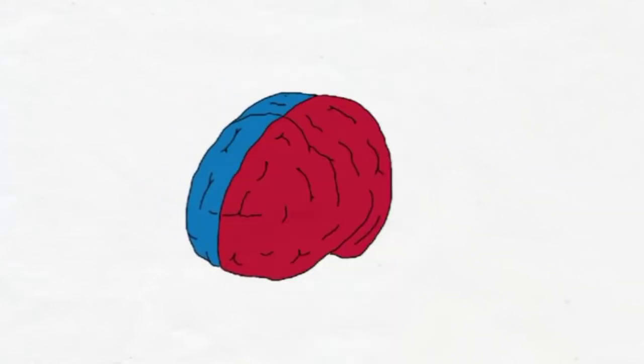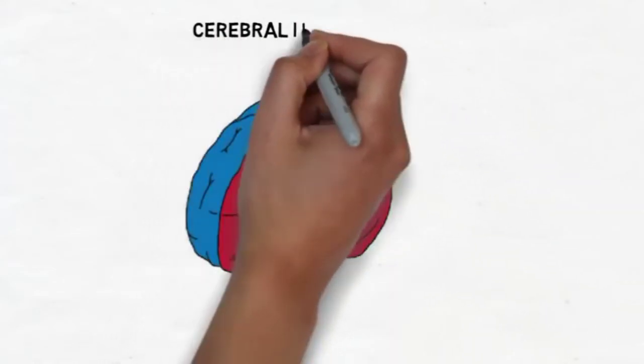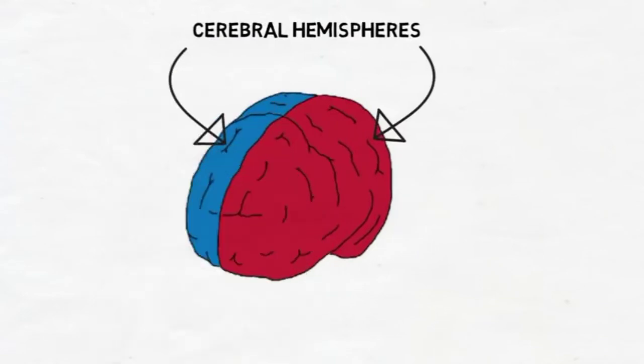The brain is made up of two halves, known as cerebral hemispheres. When looking at the brain from a lateral view, which just means looking at it from the side, we will only see one cerebral hemisphere, but the landmarks I will point out are found on both cerebral hemispheres.